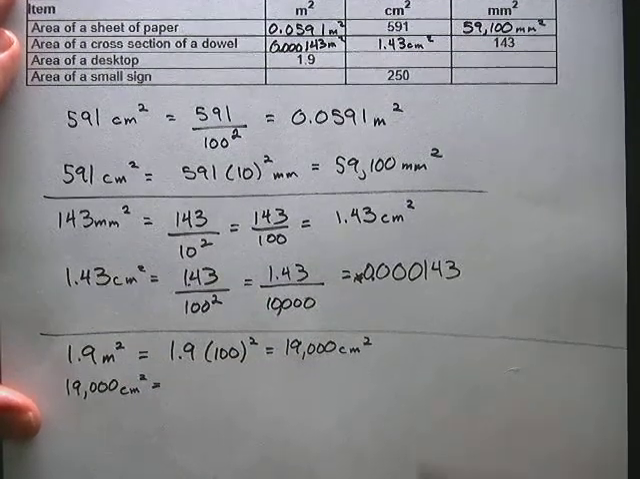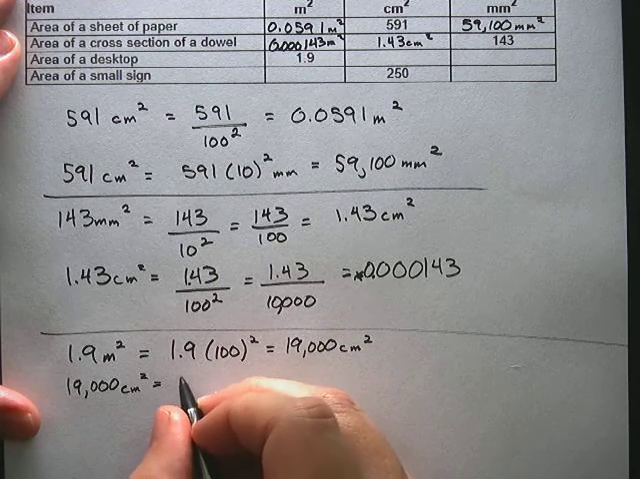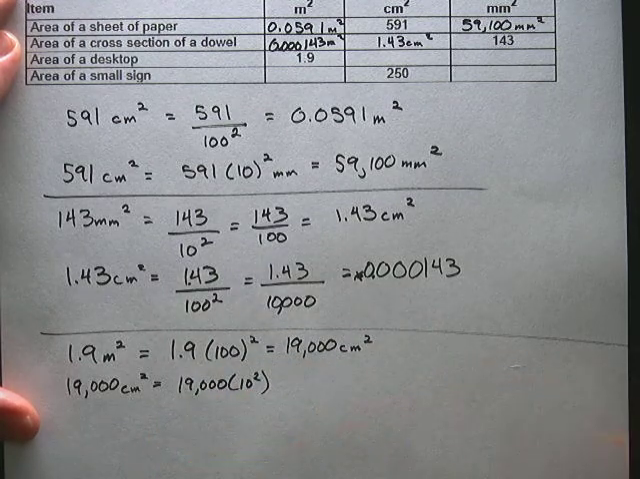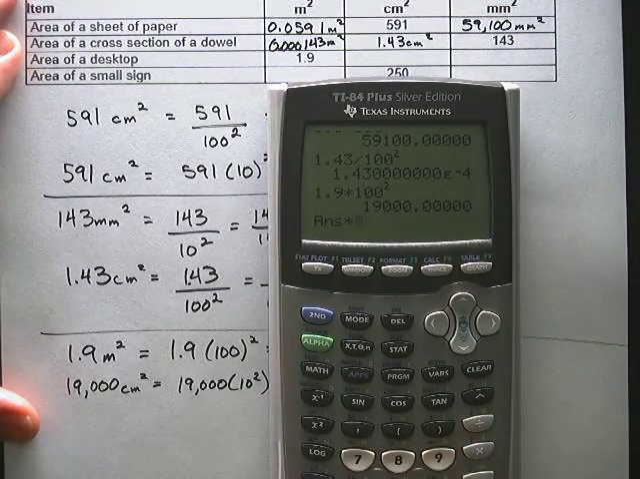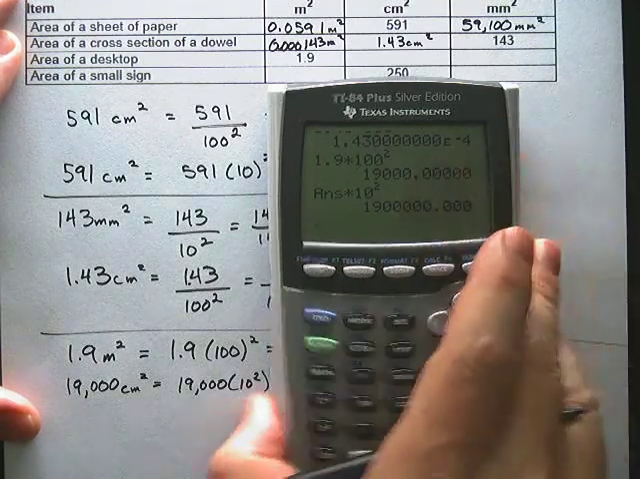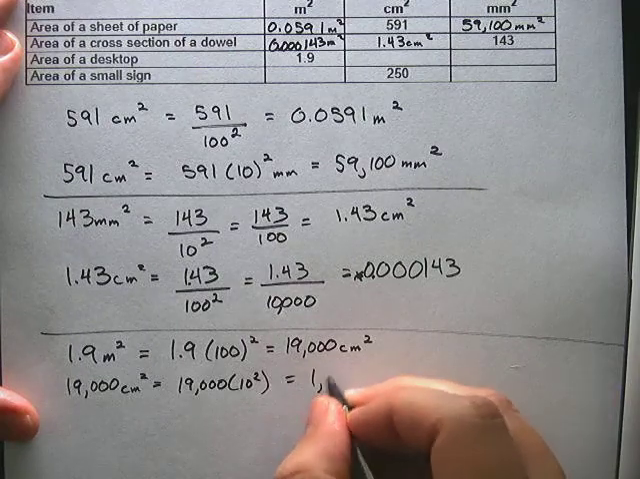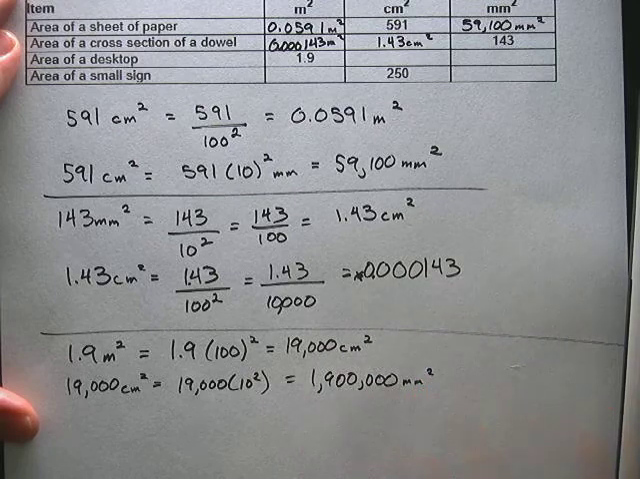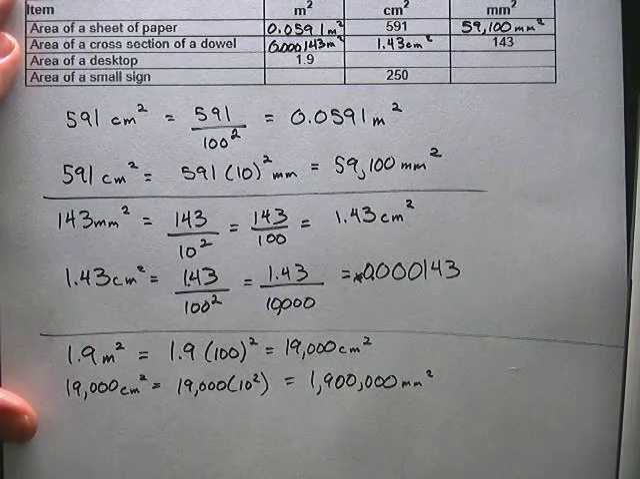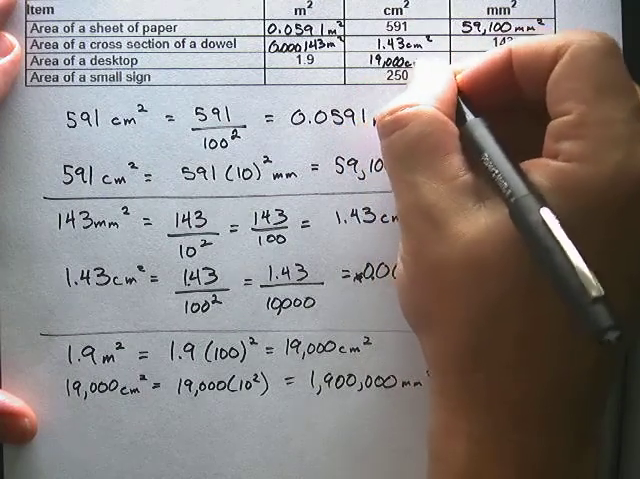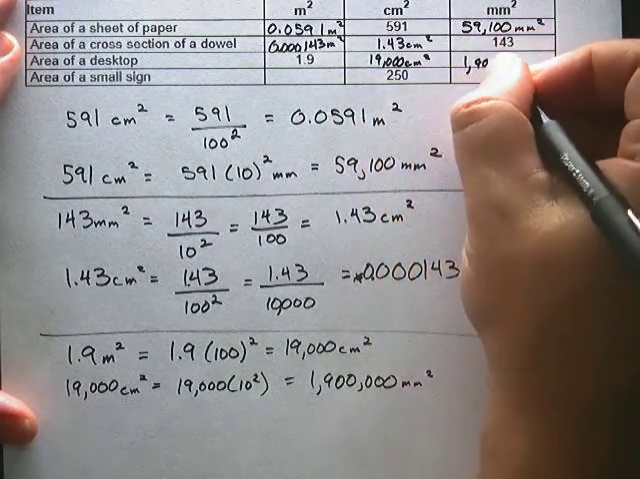Okay, and then to change 19,000 square centimeters into millimeters, remember, centimeters to millimeters is a 10 to 1 ratio. So we'll get 19,000 times 10 squared. Okay, so take that same number times 10 squared. And we get 1,900,000 millimeters squared. Okay, so here's 19,000, and here's 1,900,000.